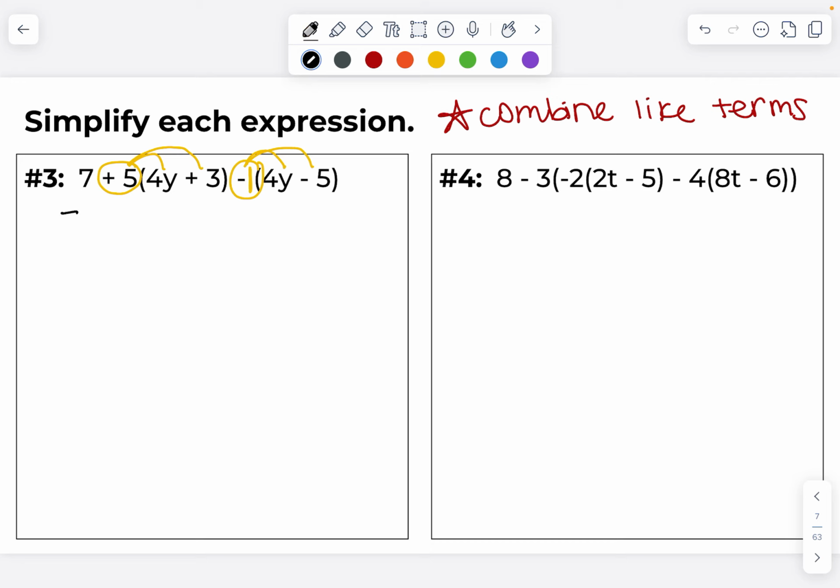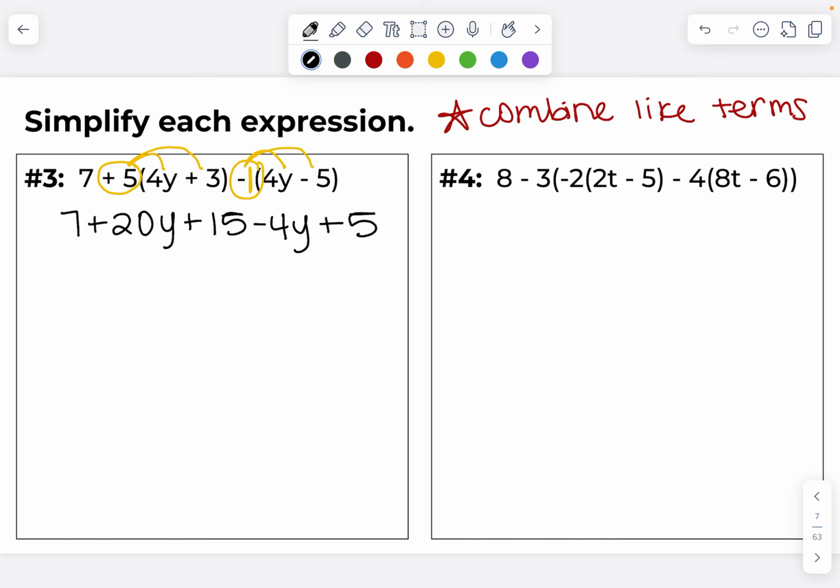So if I do that, I'm going to bring down this 7. 5 times 4 is going to give me a positive 20y. 5 times 3 is going to give me a positive 15. -1 times positive 4 would be -4y. And then this would give me a positive 5. Okay, and that is step 1. Step 1 again was remove those parentheses.